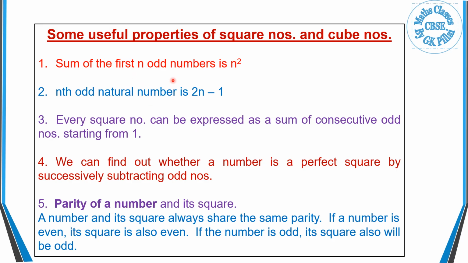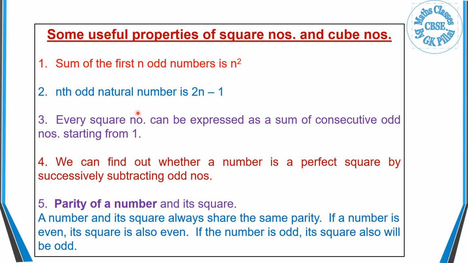Sum of the first n odd numbers is n squared. Sum of the first n odd numbers. If you are writing 10 odd numbers, their sum will be 10 squared, 100. There are practical sums also based on this.